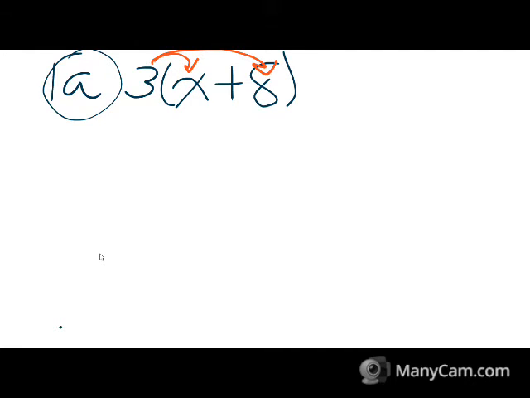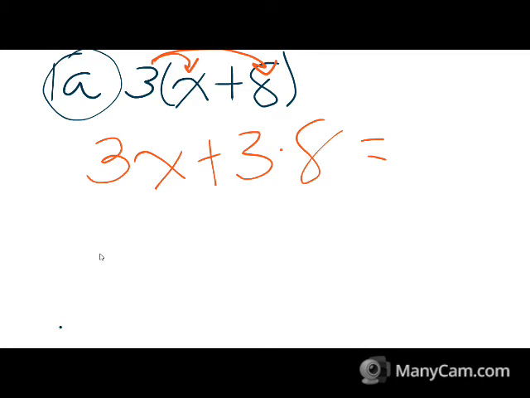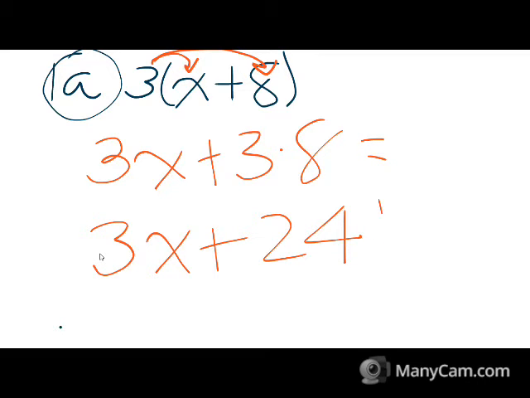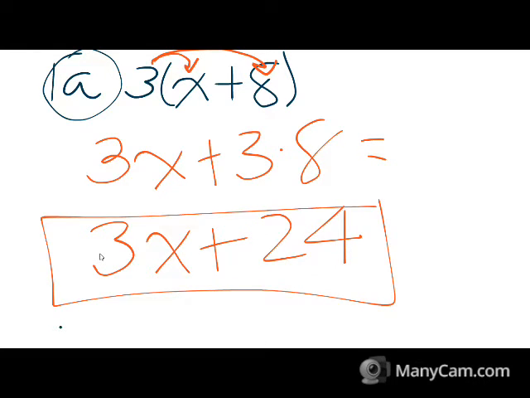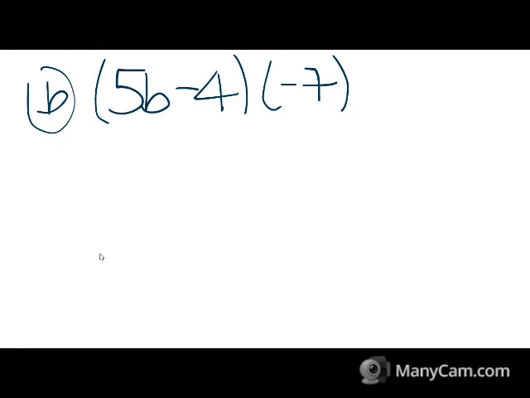You see the rainbow. So 3 times x is just 3x, and 3 times 8 is 24. So therefore, this is your answer. We multiply 3 times x and 3 times 8 to get 3x plus 24. So we look at letter B.